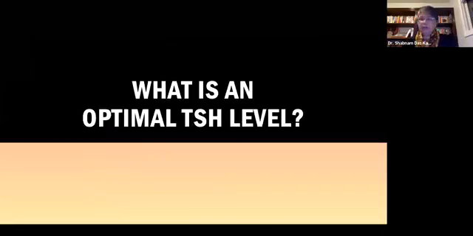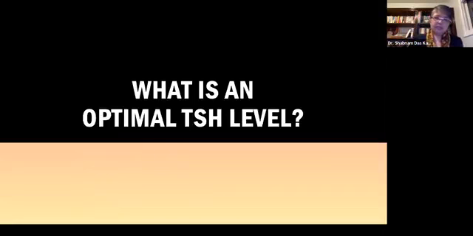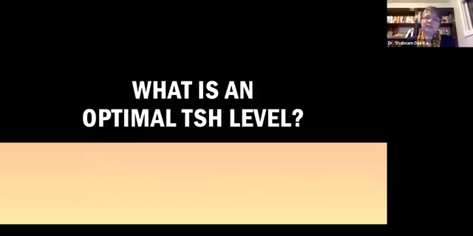So what is an optimal TSH level? All of you must have a definite lab range in your country. Usually for most, it is between 0.4 to a maximum of 5 milli international units per ml. Depends, some places have 4, some have 5 as the upper limit of normal for TSH.